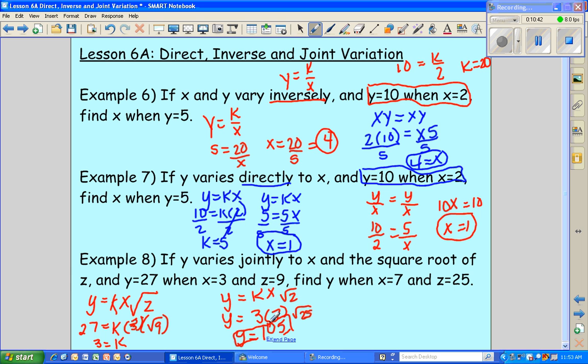So every problem is going to state the type of variation it is. It's going to give you a little bit of data, and it's going to ask you to use that data to find the rest of it. So go ahead and work on the classwork for this and see how you do.